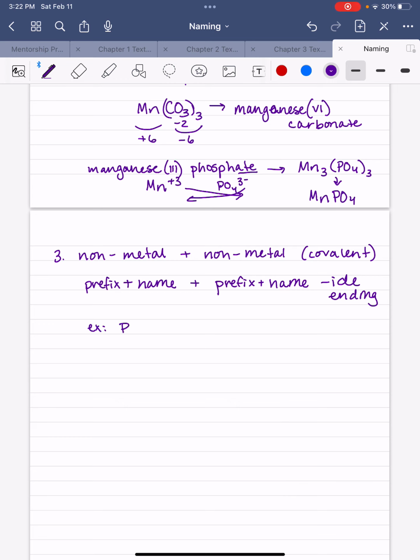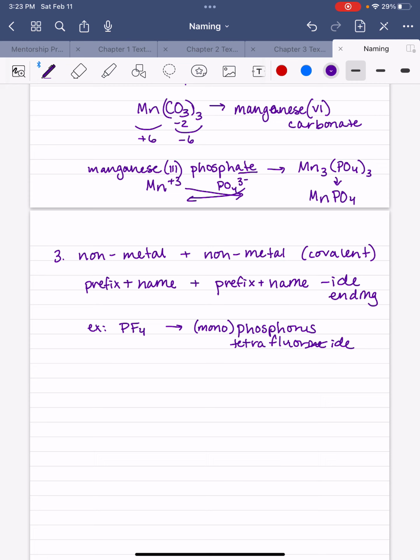So we'll do maybe PF4. This is where we're going to name our phosphorus first, and mono is the only prefix that we can do on the first element where it's not necessarily required. So monophosphorus, tetra, and we change our fluorine, which is the element, and we make it fluoride.